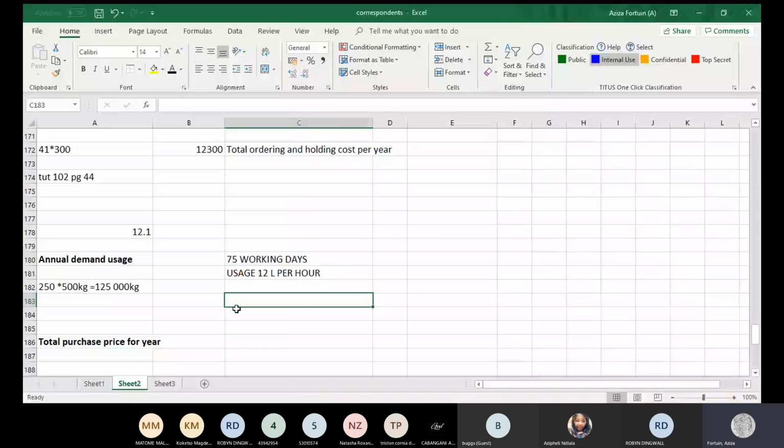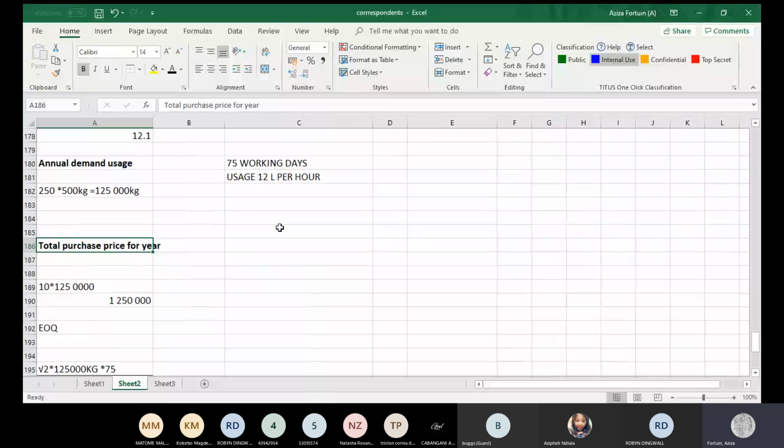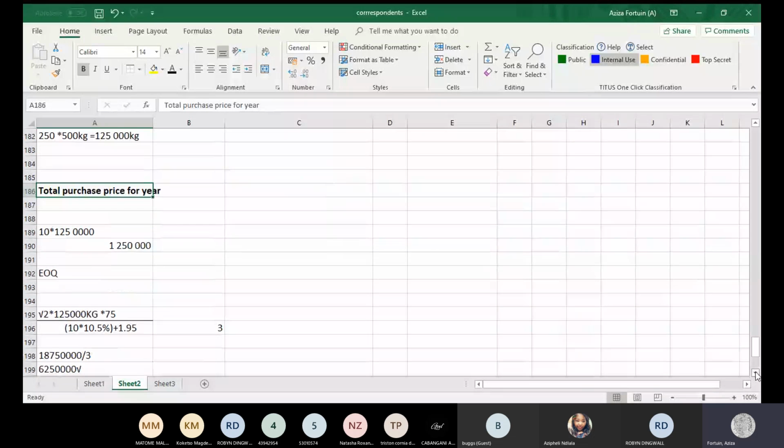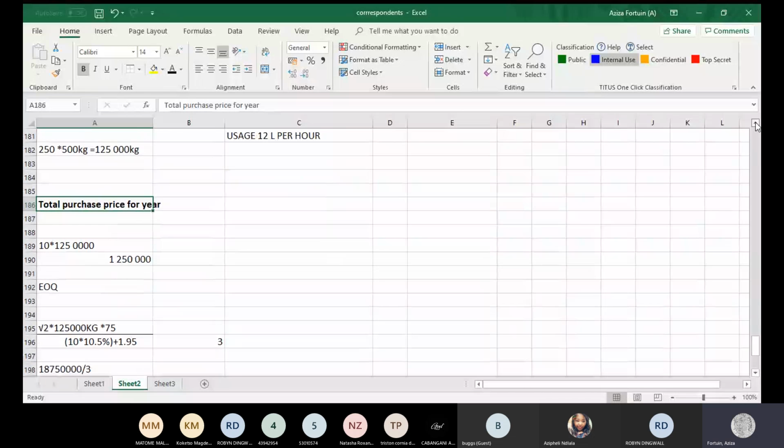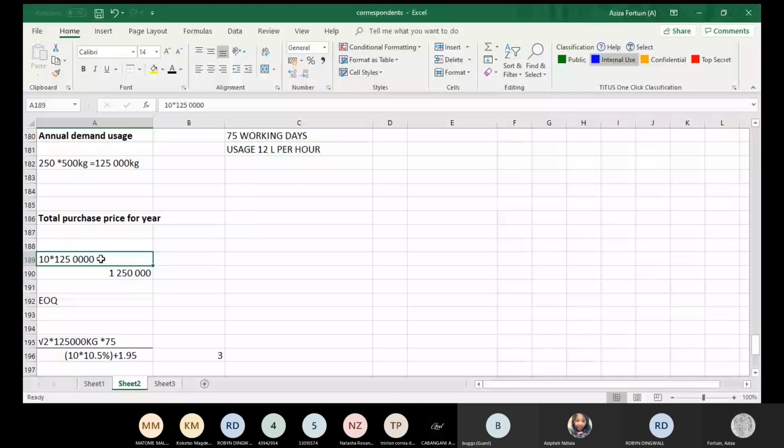Right. So now we got our annual usage. Now we need to calculate our purchase price for the annual usage. Let me go back to the question. It said that it was 10 Rand per kilogram of this item that they were selling or manufacturing. So we take the 10 Rand times my annual usage. So now my purchase price for the year is 1,250,000 Rand.